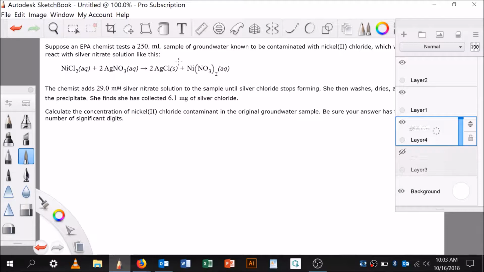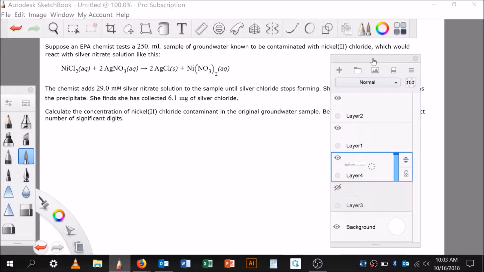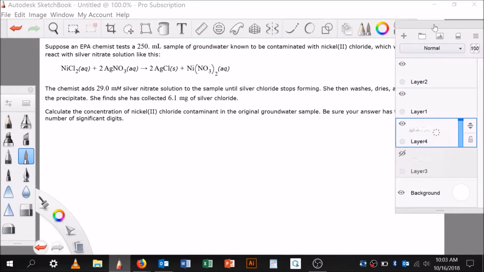Suppose an EPA chemist tested 250 ml of groundwater known to be contaminated with nickel 2 chloride, which would react with silver nitrate solution like this. All right, so the chemist adds 29 millimolar silver nitrate solution.